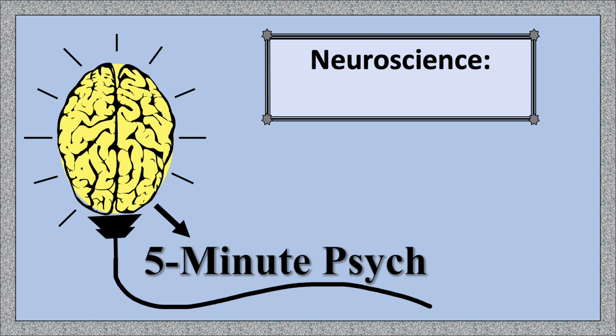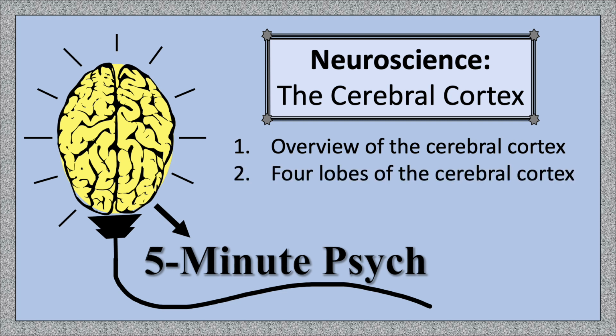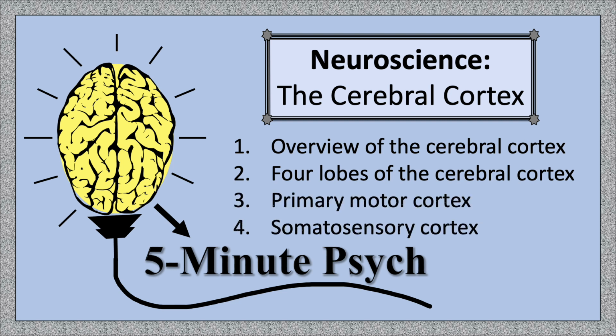In this 5-minute segment, we'll look at the cerebral cortex. We'll begin with an overview of the cerebral cortex, and then we'll look at the 4 lobes that are found in each hemisphere. In doing so, we'll also examine the primary motor cortex and the somatosensory cortex.